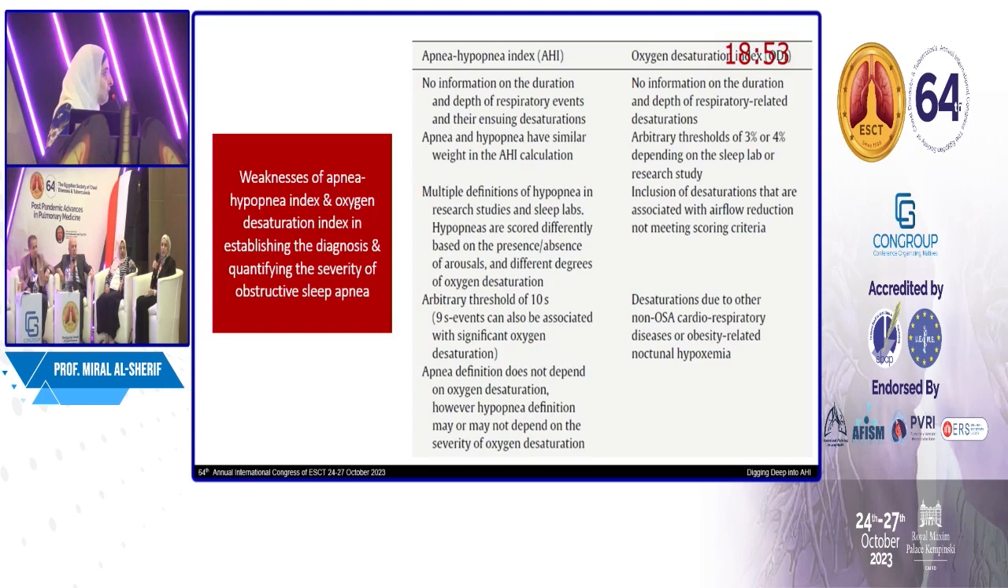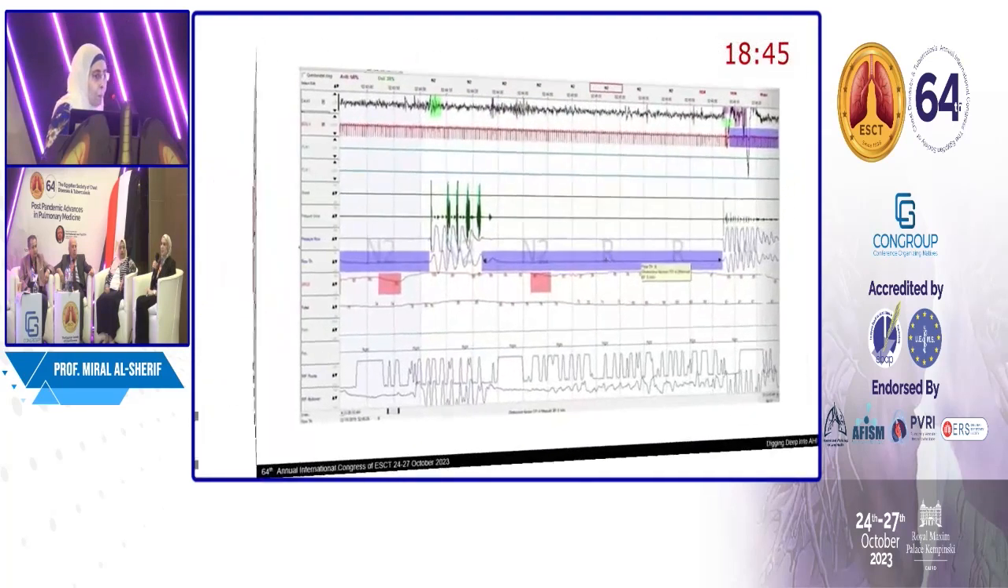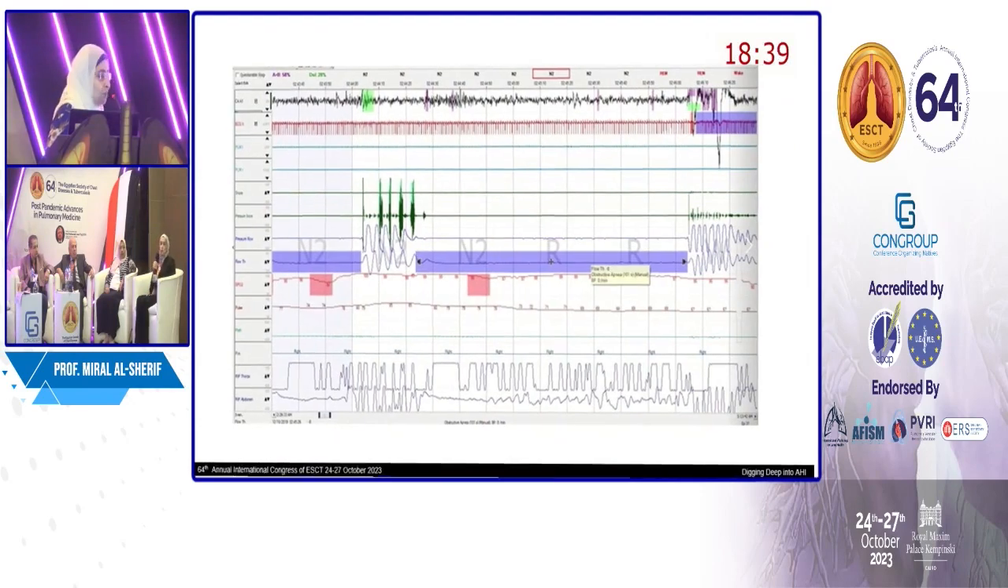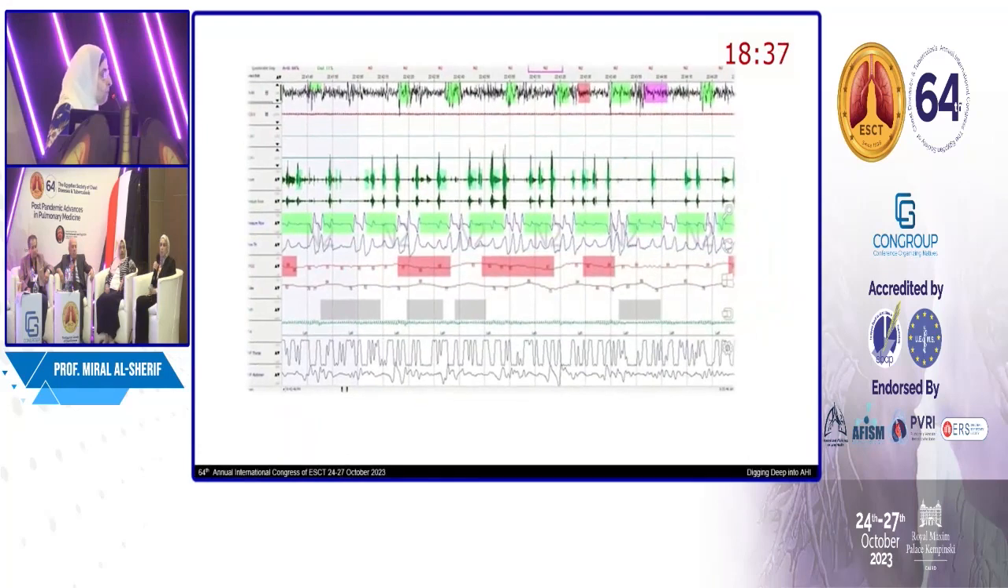Also, regarding the duration of events, we will show some slides about the differences in duration. This one is showing a prolonged apnea, and the other slide will show multiple short hypopneas. Which one do you think is more hazardous? Is it the longer prolonged duration apneas or hypopneas, or the multiple and frequent short duration events?